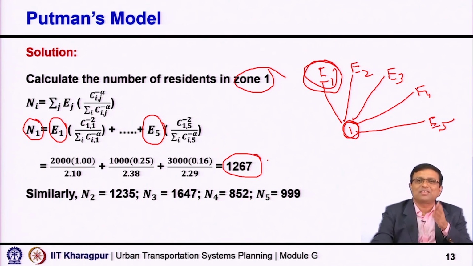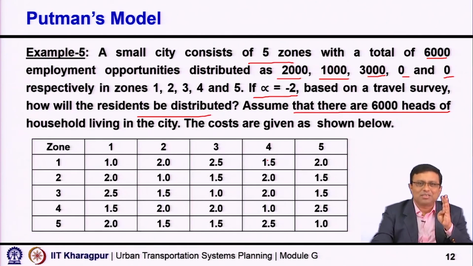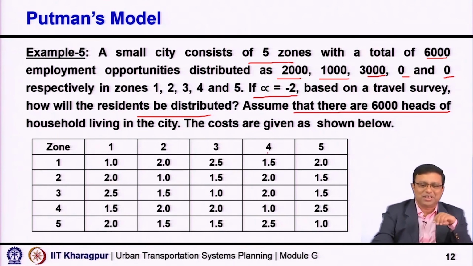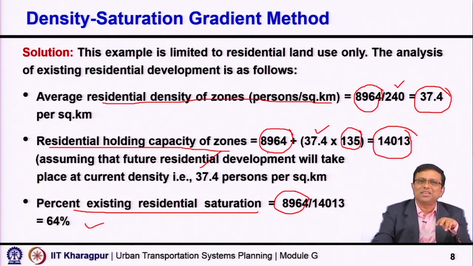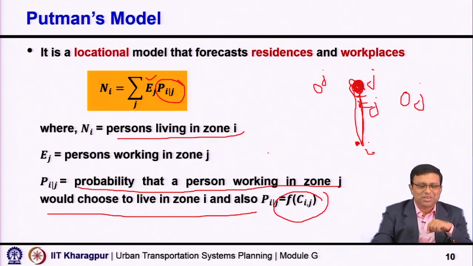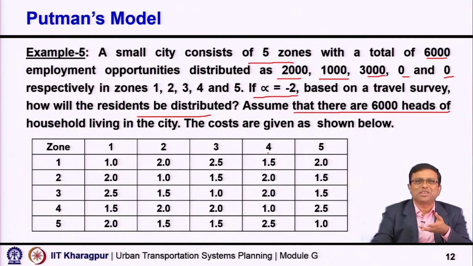So far we discussed 3 approaches. We discussed Hansen's accessibility, which you can use to decide how the residential population will get distributed. We also discussed in this lecture the density saturation gradient method, and how it can be utilized to get the distribution of residential population. And then we said how you can use Putman's model to get that distribution, and in each case we explained with a simple example problem.